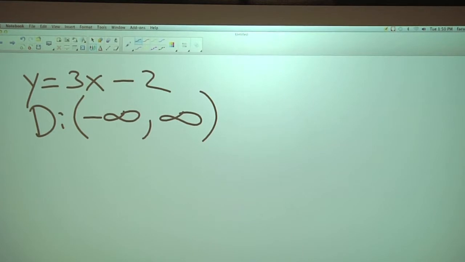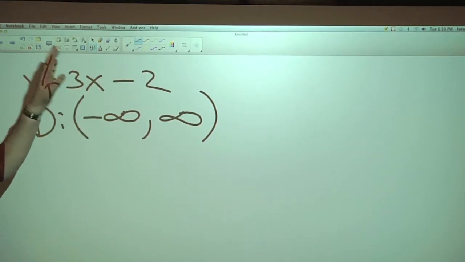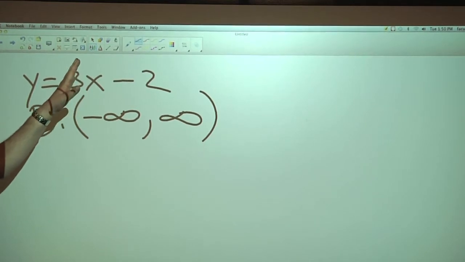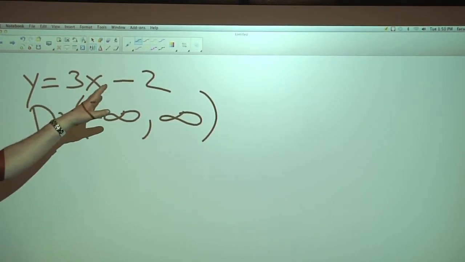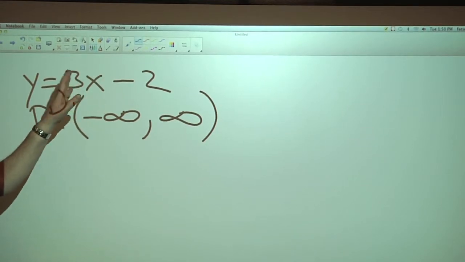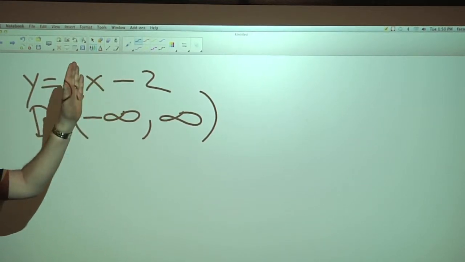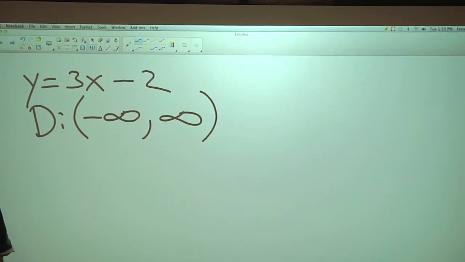And again, in terms of whether it's parentheses or brackets, you can never actually be infinity, right? You never actually get there. So that's why it's parentheses. A bracket means you go up to and actually touch that number, whatever it is, okay?